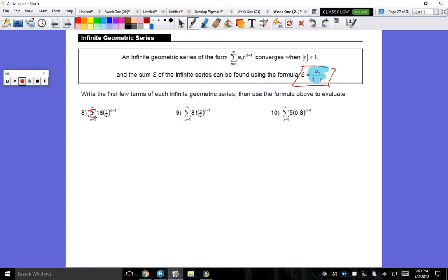Is it geometric? Yep. Is its common ratio less than 1? Yes. That means the sequence will converge, and it also means the series will converge. You with me? So let me say this again. R is less than 1. Does that guarantee that the sequence will converge, yes or no? The answer is yes. R less than 1. Does that guarantee that the series would converge, yes or no? No. If it's geometric and R is less than 1, then it would say yes. Okay?